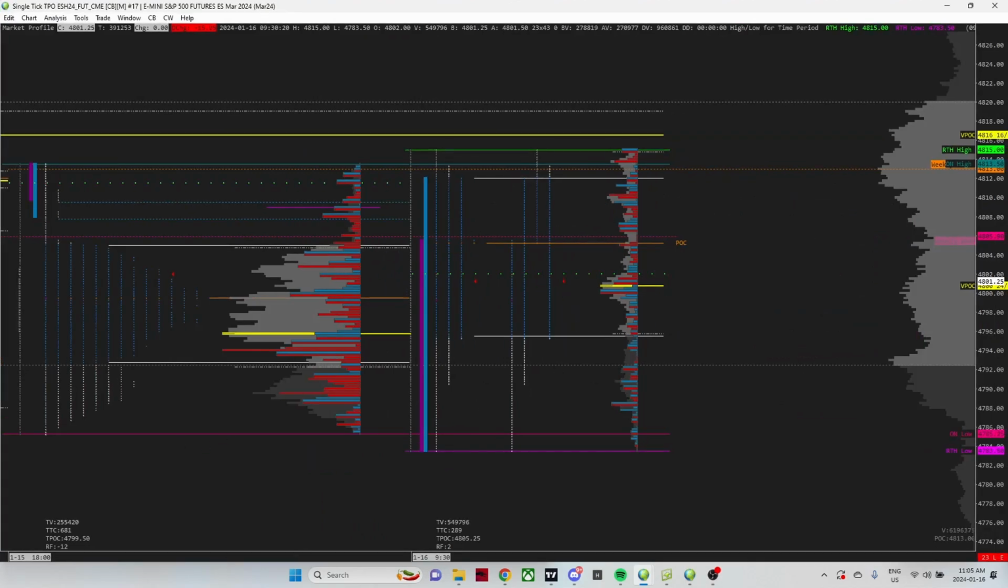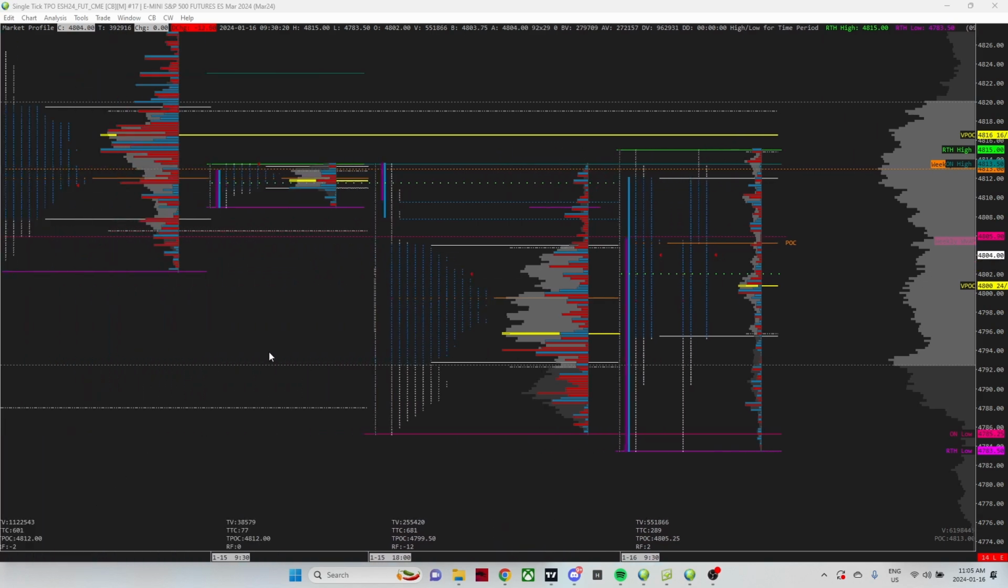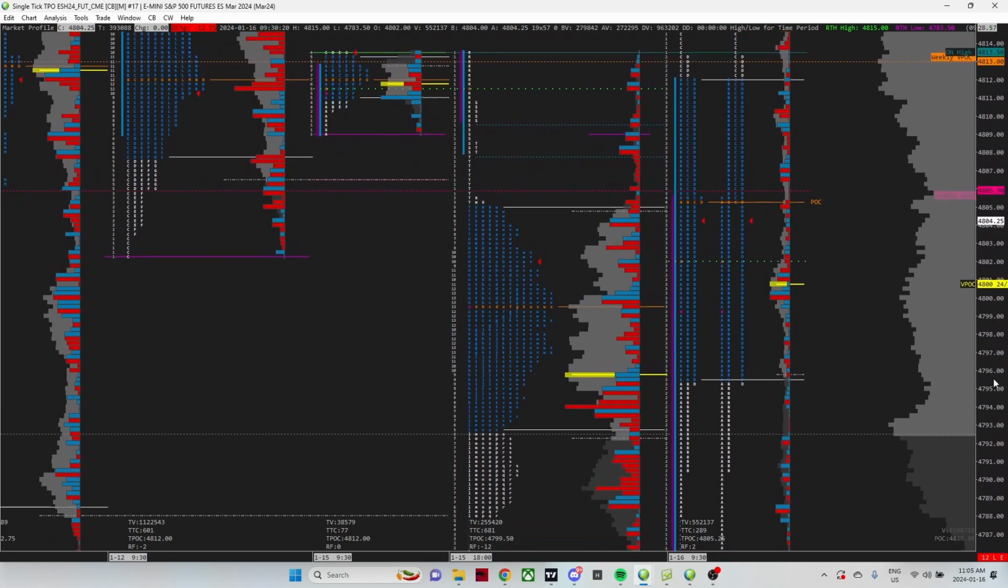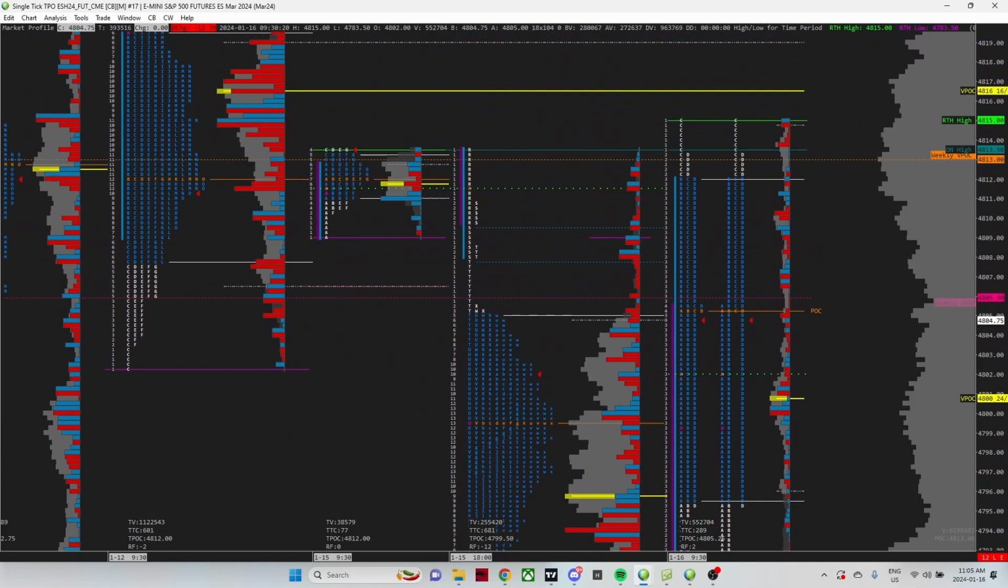So one of the best ways to use TPO here is identifying where the most time was spent, then identifying where the most volume was spent, looking at the highs of the TPO chart, looking at the lows, looking to see if we can identify poor highs and poor lows. Poor highs and poor lows, again, are periods like this: Friday's high, C period, D period, E period, G period, all closing or touching the same area. This is a poor high, okay?